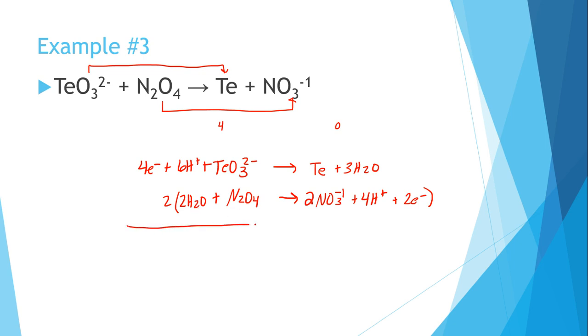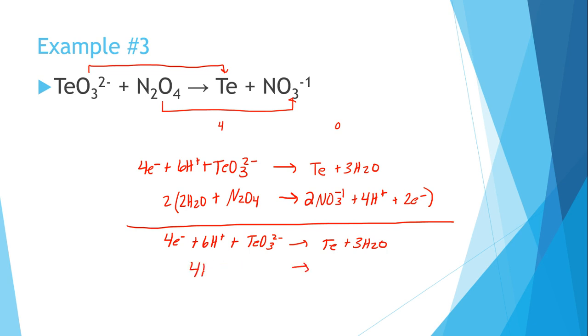So what I'm going to actually do is just rewrite the top one as well. It helps keep me organized. But of course, you guys don't have to write the top one if you don't want to. For me, it just helps to keep it all straight. Now I'm actually going to distribute my 2 on my bottom one. So we're going to see that I have 4 H2Os plus 2 N2O4s yield 4 nitrates plus 8 hydrogen plus 4 electrons. Now that we've done this, we can cancel what is the same on both sides.